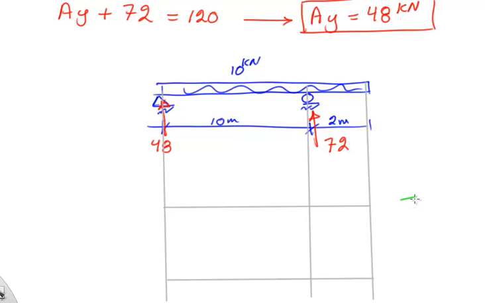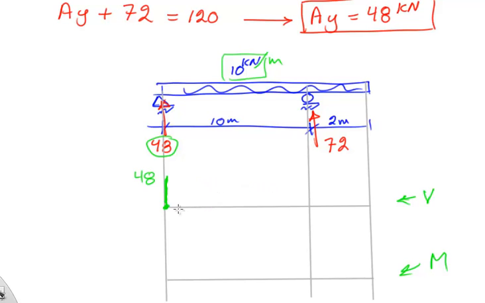So this is the V diagram. I'm sorry, let me correct this. This is the V diagram, and this should be the M diagram. So basically what we are doing, we start from this point and we go up 48, which is the value of the reaction. Then we have this 10 kilonewton per meter, and what that basically says is that if you are at 48, if you move 1 foot to the right, you're gonna drop by 10. You move another foot, you drop by another 10, and so on.